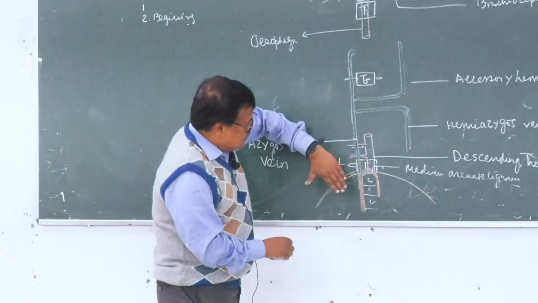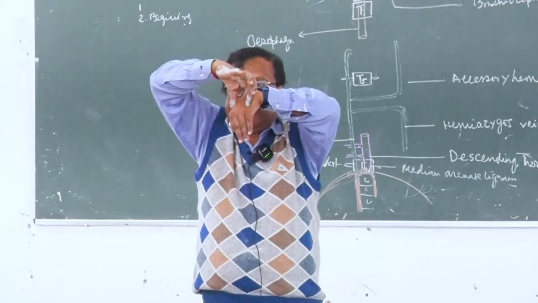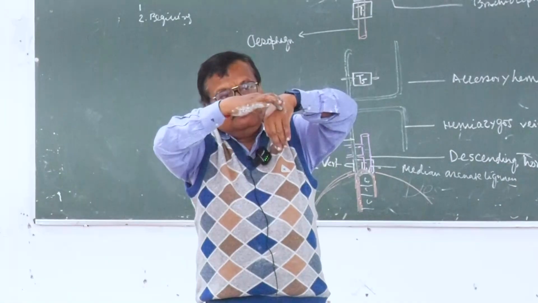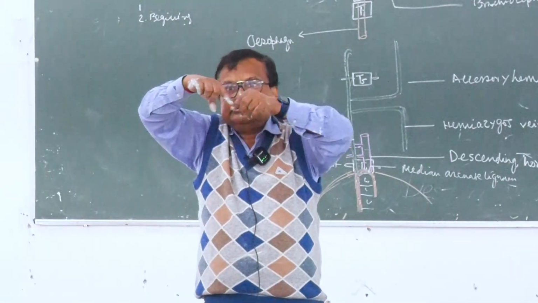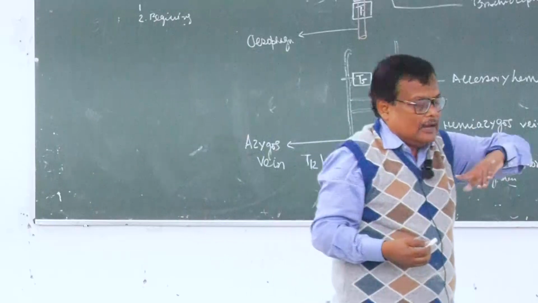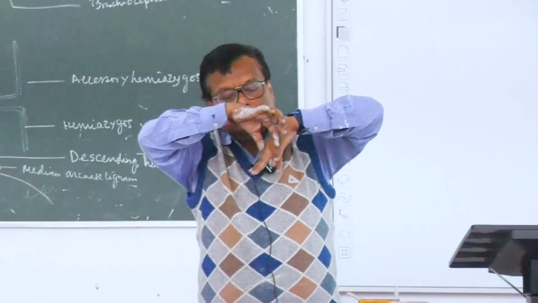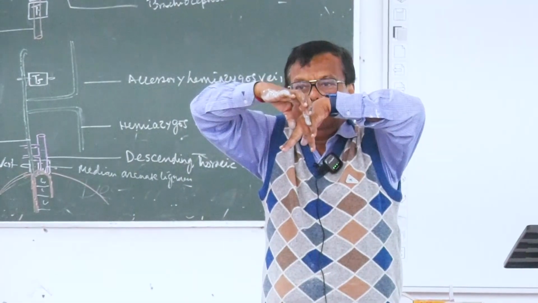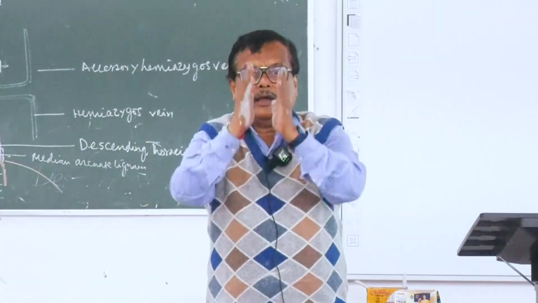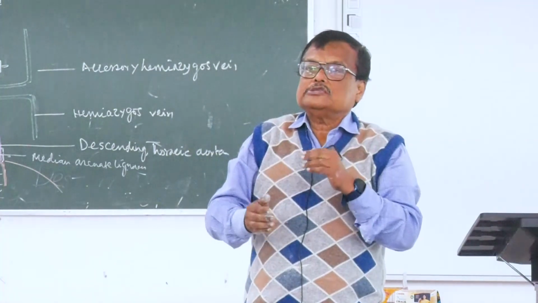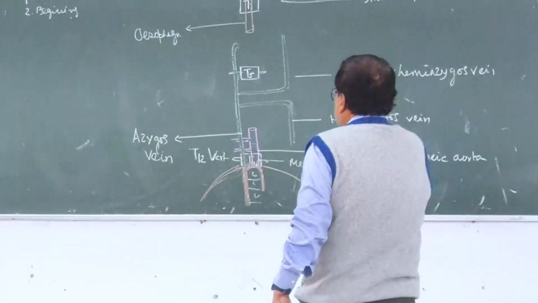Suppose this is the vertebra and the median arcuate ligament is like that. This is the right crus, this is the left crus, and they meet here at the median arcuate ligament. There is a gap between the median arcuate ligament and the vertebra, and through this gap many important structures go up and come down, of which the most important is the descending thoracic aorta.